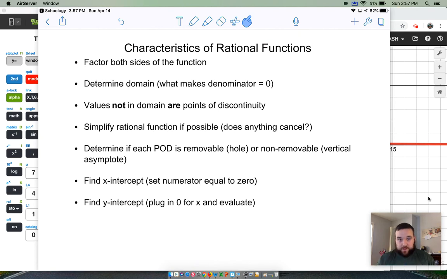So kind of just a rundown. We're going to factor both sides of the function, determine the domain. If a value is not in the domain, so if x can't be a certain number, that is what we call a point of discontinuity. We're going to simplify anything if possible, and then you're going to determine if each POD, point of discontinuity, is removable, which makes a hole, or is it non-removable, which then makes a vertical asymptote.